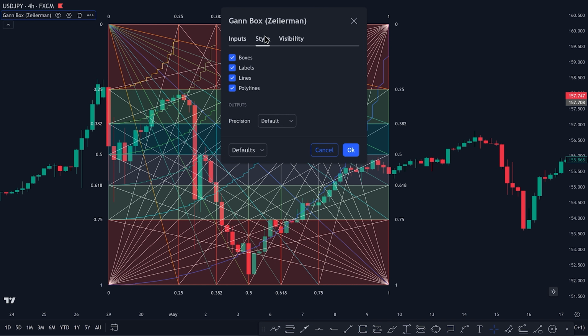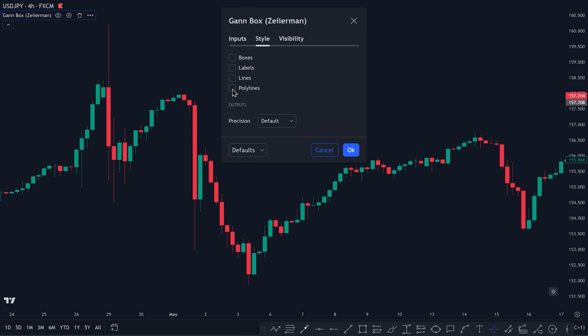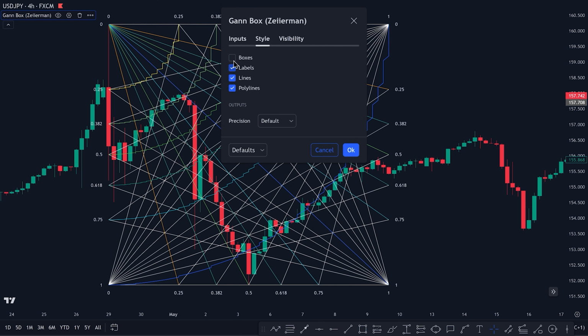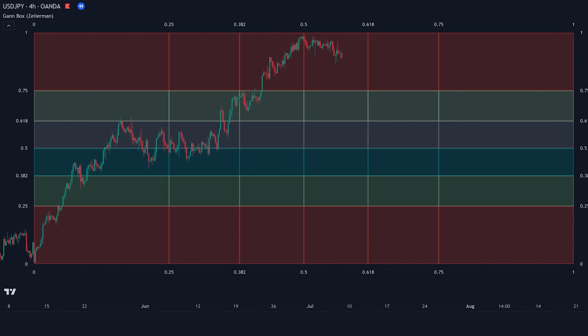Additionally, the Style section includes options for boxes, labels, lines, and polylines. Enabling or disabling these will affect how these elements appear on the chart. For this video, we're going to use the default settings. Next, we're going to explore how we can use the Gann Box indicator in our trade.